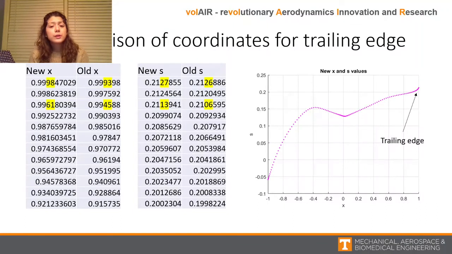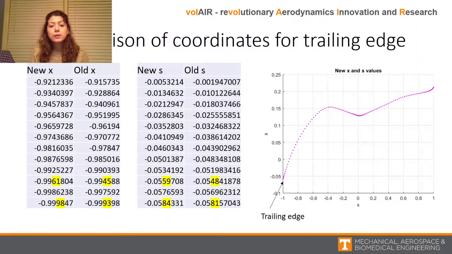So here is a short comparison of the points leading to 1 for the x values. As you can see, with the new x's, it's closer to 1 than the original x's. The same is with the s values, except they're closer to 0.2127. These coordinates are of the other side of the trailing edge, and again, the new x's are closer to -1 than the old x's.